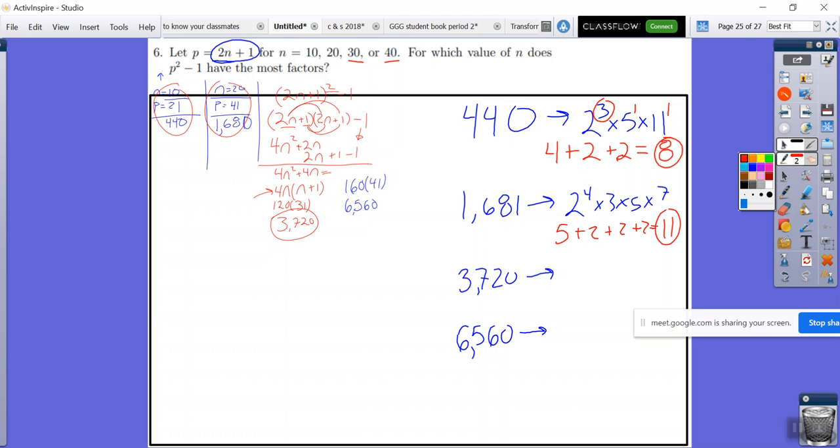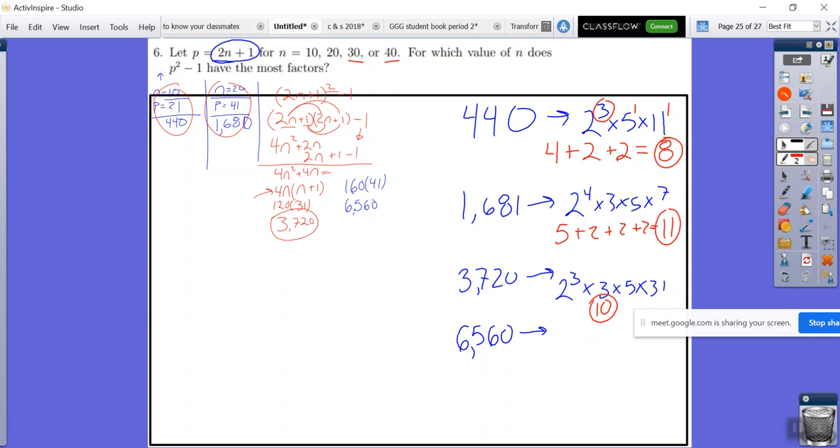Okay. What is the prime factorization of 3,720? 2 to the third times 3 times 5 times 31. All right. How many factors does this have? That one has 32. Well, that's less than 40.